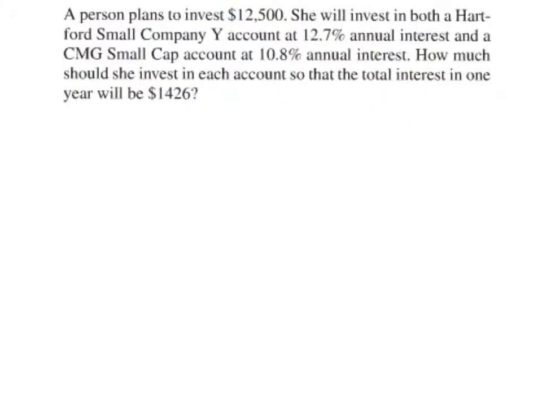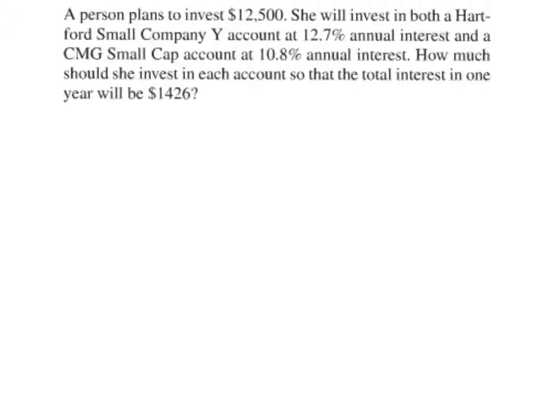This next example is an interest problem. It says a person plans to invest $12,500. She will invest in two different funds. One's earning 12.7% annual interest and another 10.8% annual interest. How much should she invest in each account so that the total interest in 1 year will be $1,426? Now the two unknowns here are the amounts of money that she deposits in each of the two accounts.